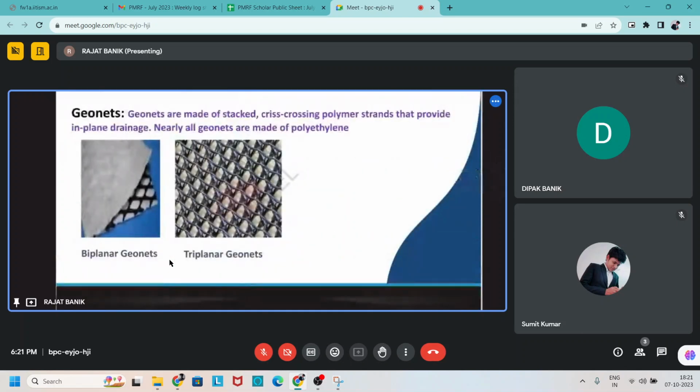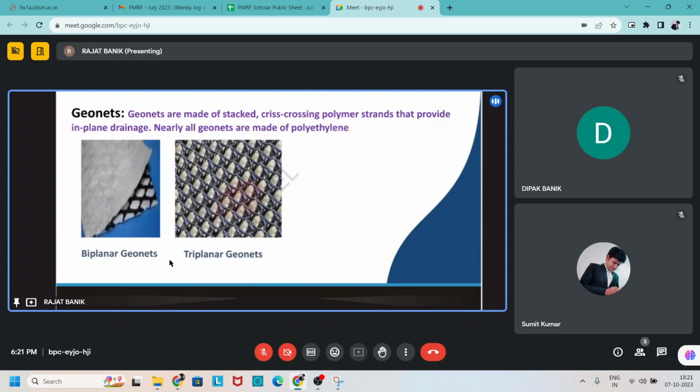Then another one is geonets. Geonets are made of stacked crisscross polymer strands that provide in-plane drainage. Nearly all geonets are made of polythene. If we see in the figure, these are made with polymer strands with crisscrossing, and they are mostly used for in-plane drainage.